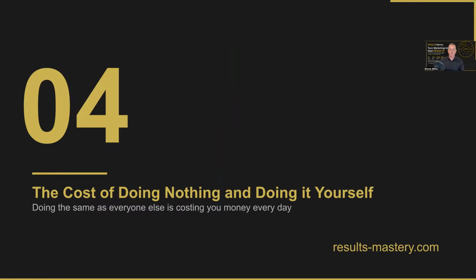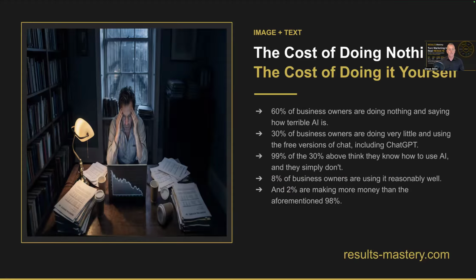Number 4, cost of doing nothing and the cost of doing it yourself. So all I can tell you is, again, totally made up statistics. 60% of business owners are doing nothing and saying how terrible AI is. I think that's not far from the truth. 30% are doing very little. That could be the other way around, actually. It could even be 60% are doing very little. They've got the free versions of chat, including ChatGPT, and they're basically playing at it. The sports metaphor is that they're practicing once a week, for an hour and expecting to be one of the best players around, and that just ain't going to happen. You've got to put more time and effort into it.